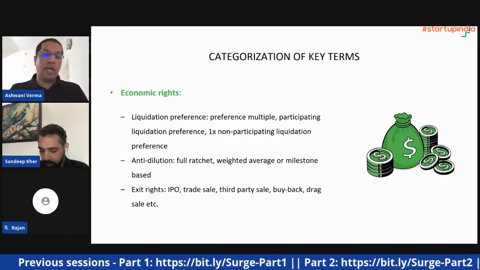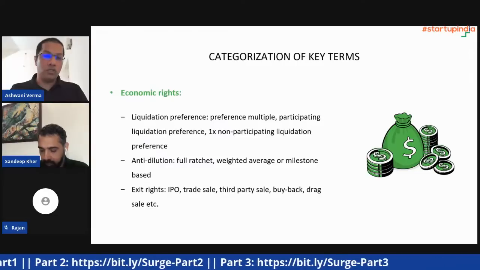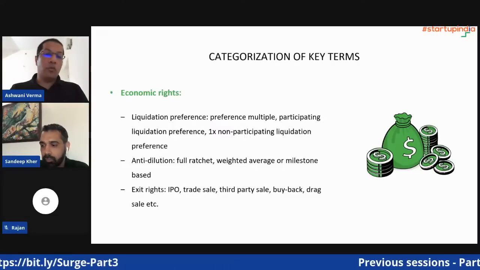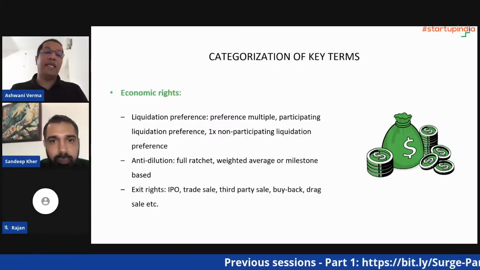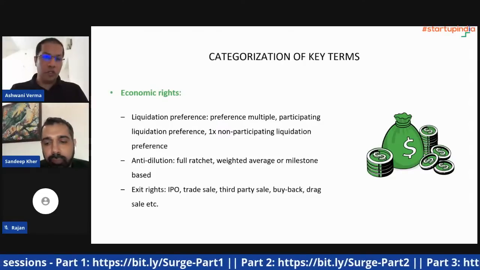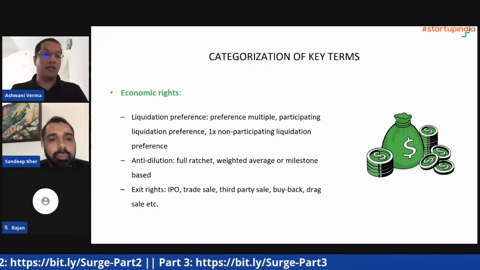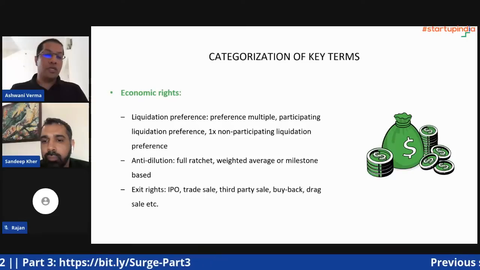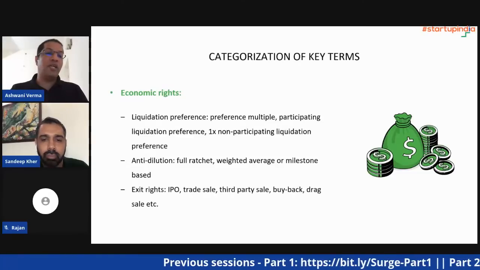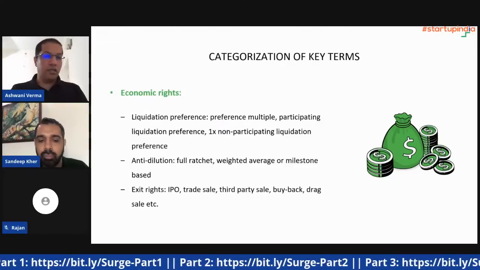Now, the third one, which is most commonly used and which is something we have seen across the geographies, is 1x non-participating liquidation preference. 1x non-participating liquidation preference entitles the right holder to get an amount which is the higher of either their investment amount or their pro rata entitlement on the basis of their shareholding in the company. This is considered the most reasonable, or I would say equity shareholder friendly or founder friendly, liquidation preference right, and very well accepted in the market.